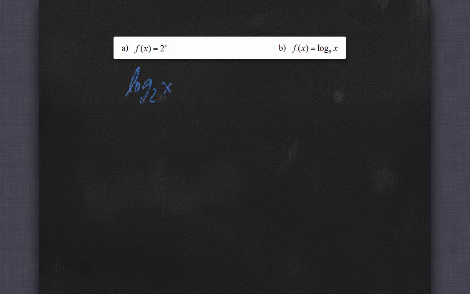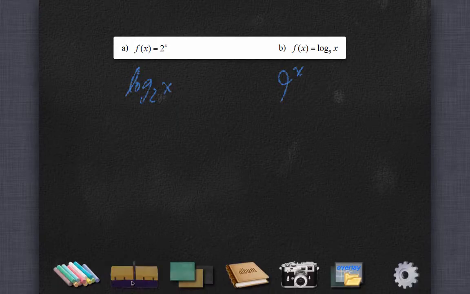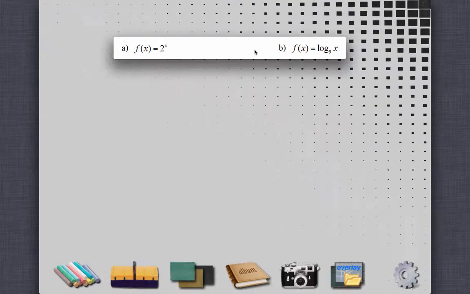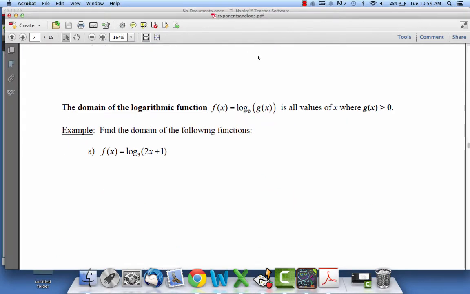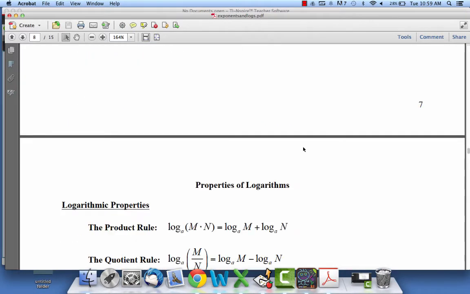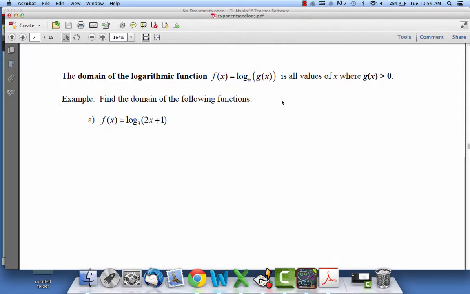The inverse of log sub 9 of x, 9 to the x. Okay, so the domain, because remember its domain was all positives, then even if you have some other mess inside here, that thing has to be positive.